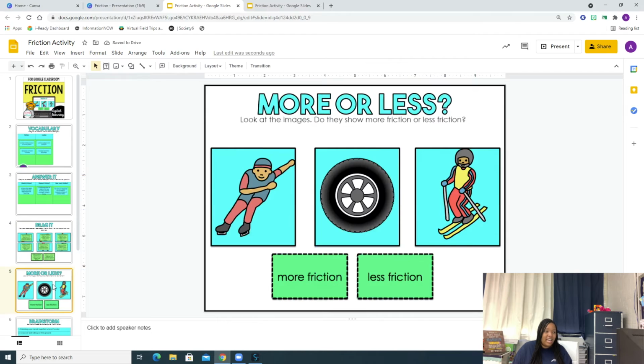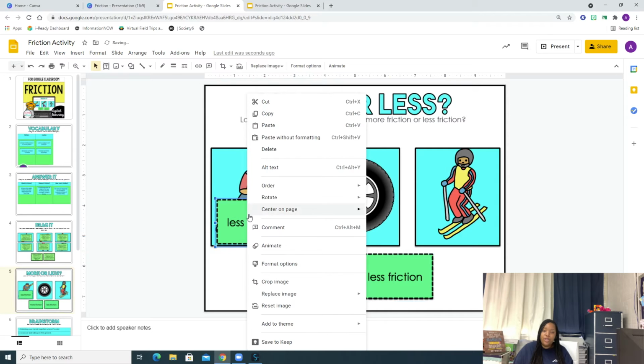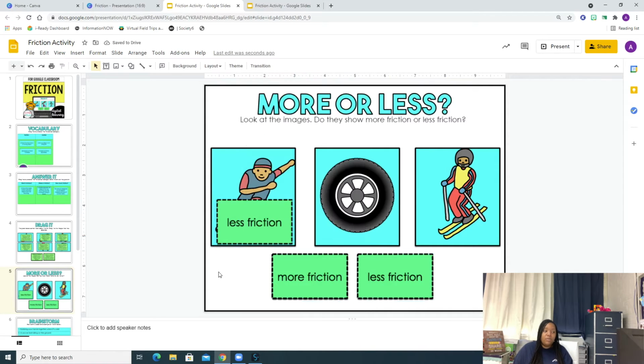Our next slide, more or less. So look at the images. Do they show more friction or less friction? So first we have someone who looks like they may be ice skating. I'm going to say less friction here, because when you are ice skating, you're on a smoother surface and you're able to move a lot more quickly, a lot more freely. So that is less friction.